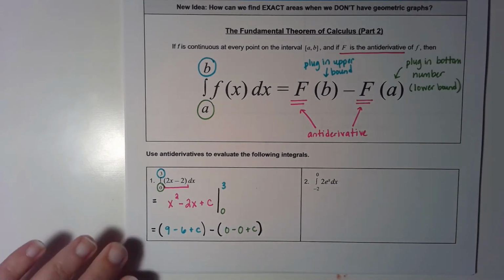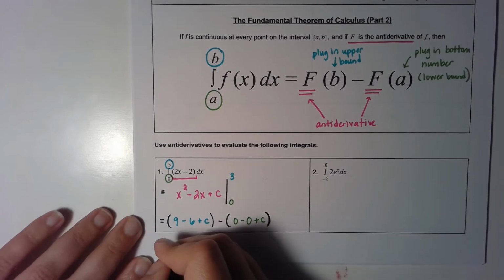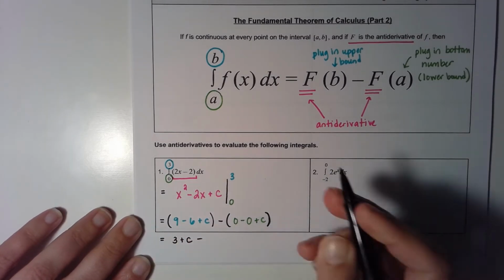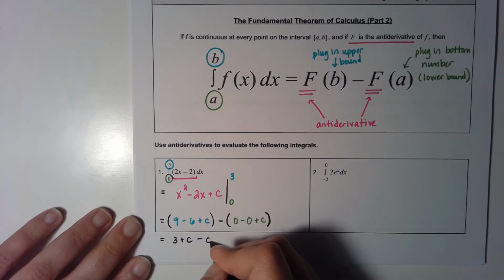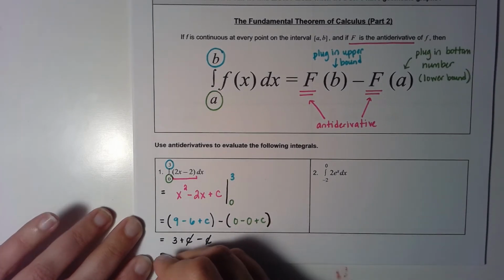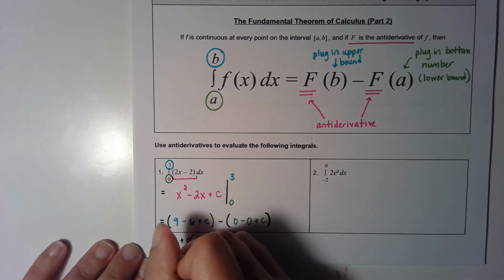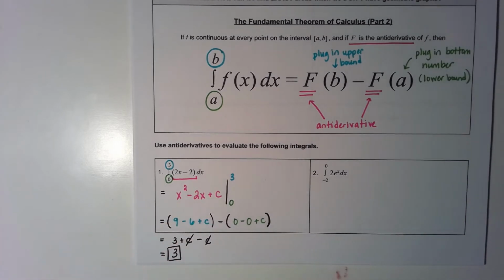So 9 minus 6 is going to give me 3 plus c minus, this is just going to be c, which means the c's cancel, so I just get 3. So the area, if you were to graph this and find the area between 0 and 3, you're going to get that the total area is 3.